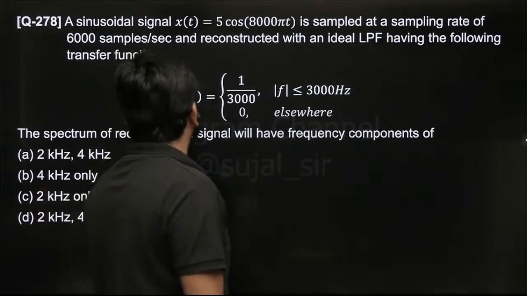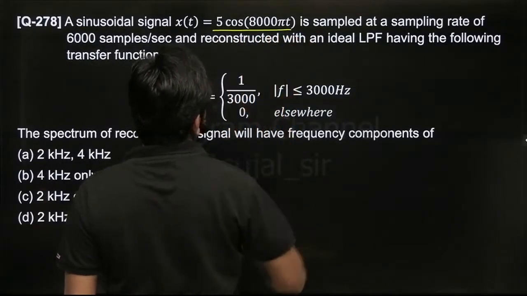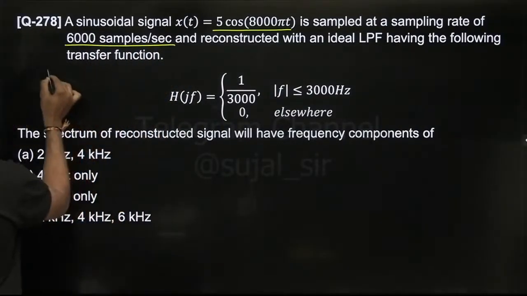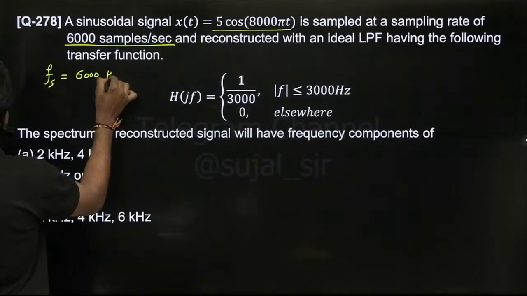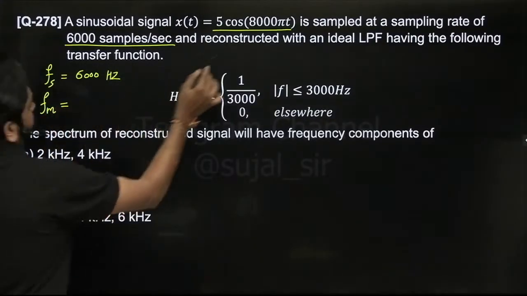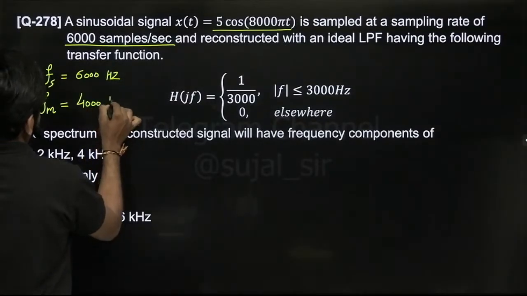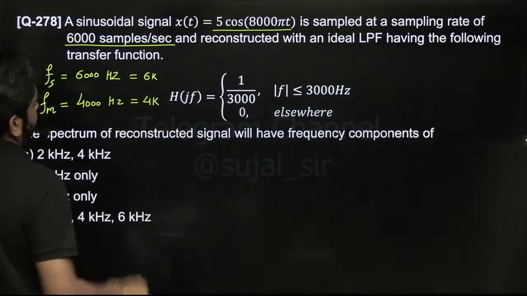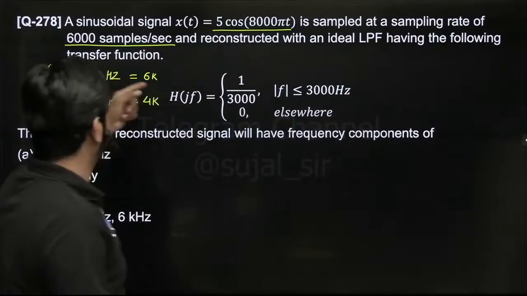Okay. Now here same question, a sinusoidal signal 5 cos 800 pi t is sampled at a sampling rate of 6000 samples per second. So sampling frequency is given, Fs is 6000 samples per second, that is 6000 hertz. What about Fm? Fm is 8000 pi t, so it is nothing but 4000 hertz. You can say this is 6k and this is 4k, guys. Okay, and reconstructed with an ideal low pass filter having the transfer function this one.